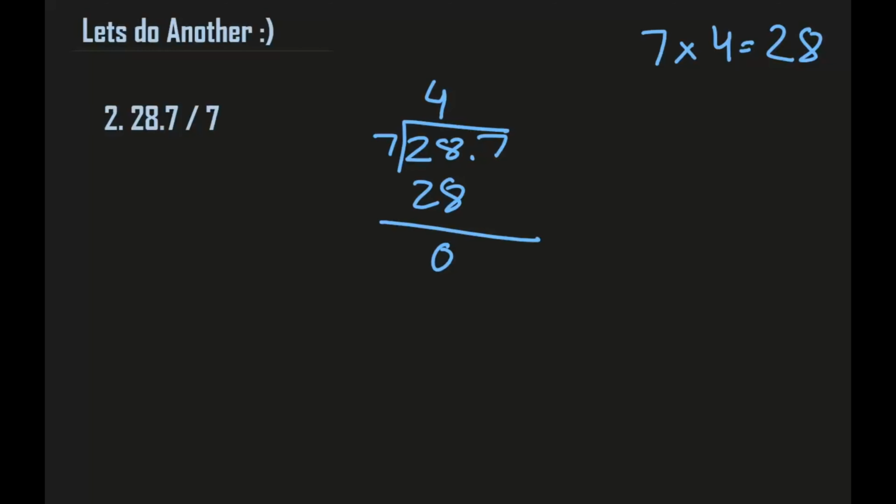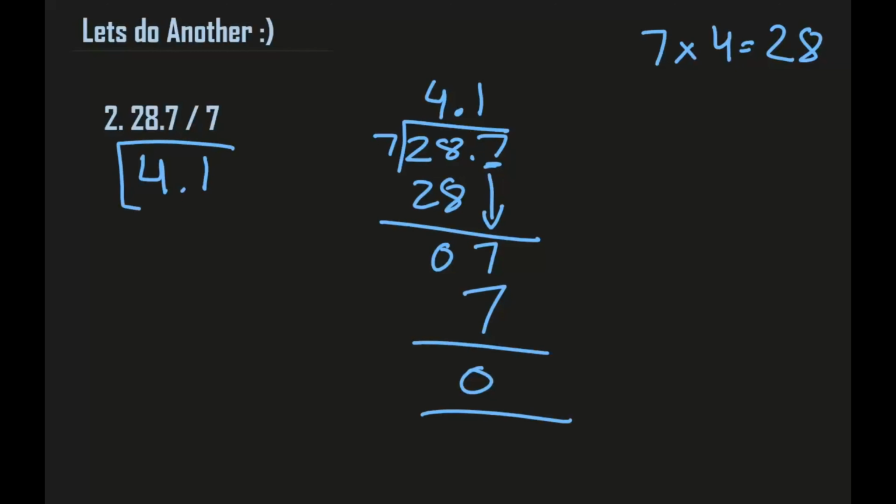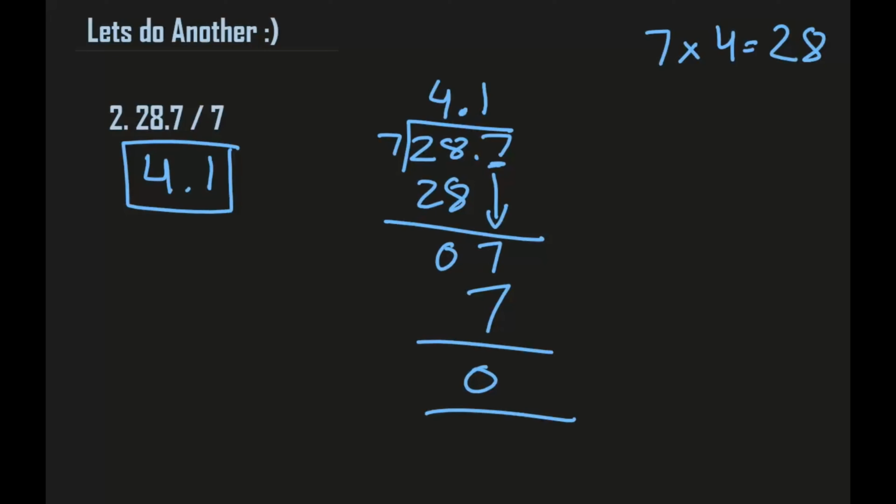Then we have a decimal and we have 7. So that's why we're going to add decimal points after the 4 here. Then you're going to bring the 7 down. 7 times 1 equals 7, and then we get a remainder of 0. So our answer to this problem is 4.1. No remainders.